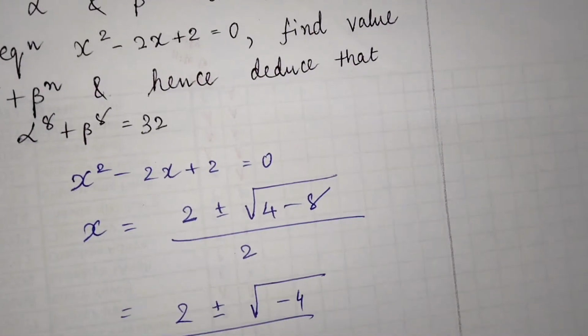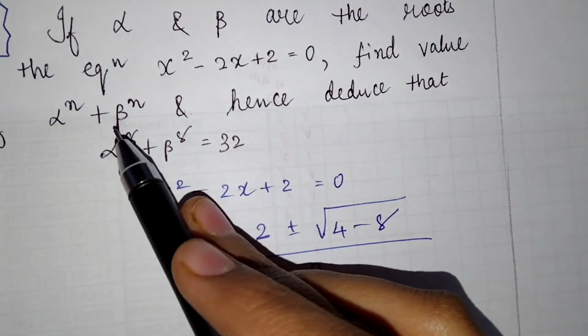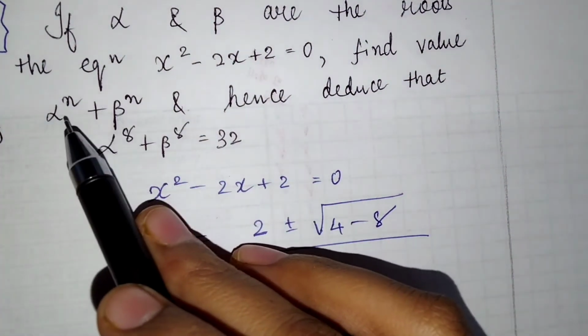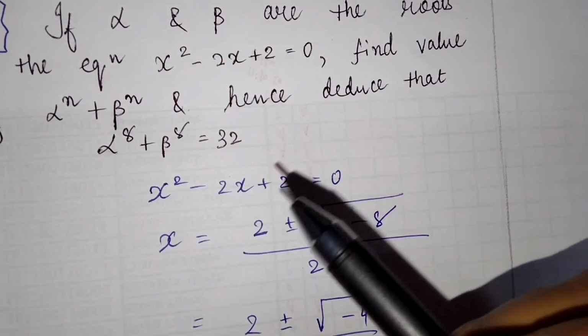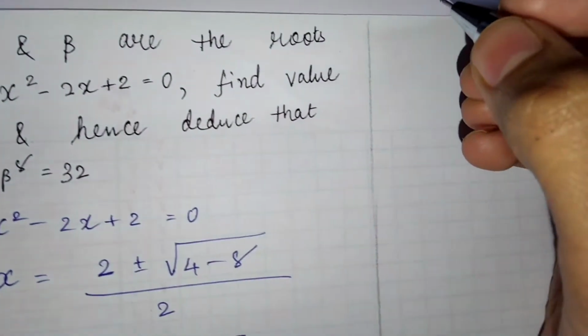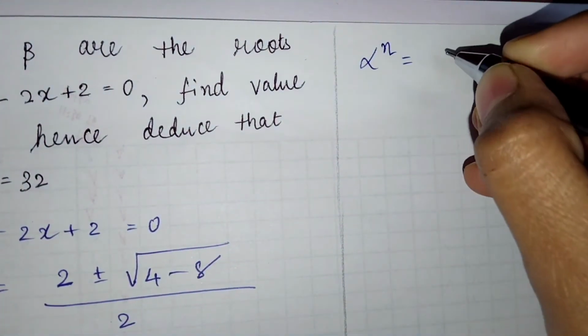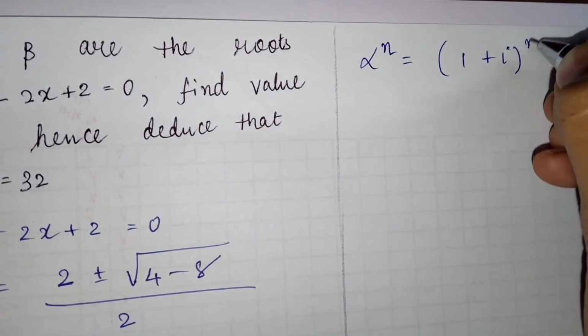Now, what is told here? We have to find the value of alpha raised to n plus beta raised to n. We have got alpha and beta, so we can find alpha raised to n. So alpha raised to n is equivalent to, what is our alpha? 1 plus i. So 1 plus i raised to n.